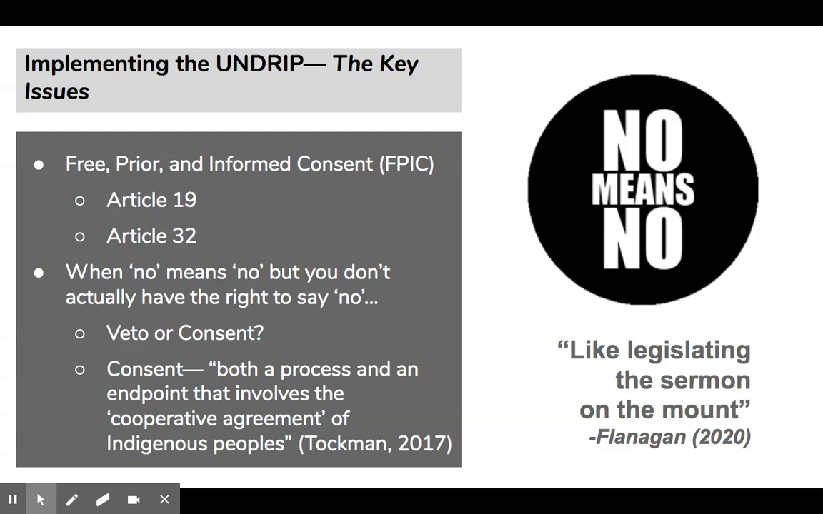The main issue for most people is related to two articles in the UNDRIP, both of which state the need to obtain Indigenous peoples' free, prior, and informed consent in legislative matters or the approval of projects affecting their lands. The main issue is the debate surrounding whether the free, prior, and informed consent should be understood as a right to veto or be understood as consent, meaning that the decision is shared and involves the consultation and cooperative agreement of Indigenous people.